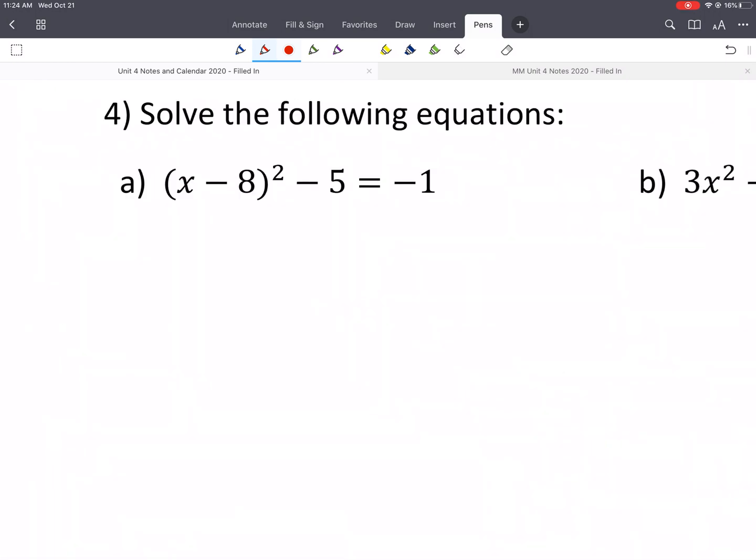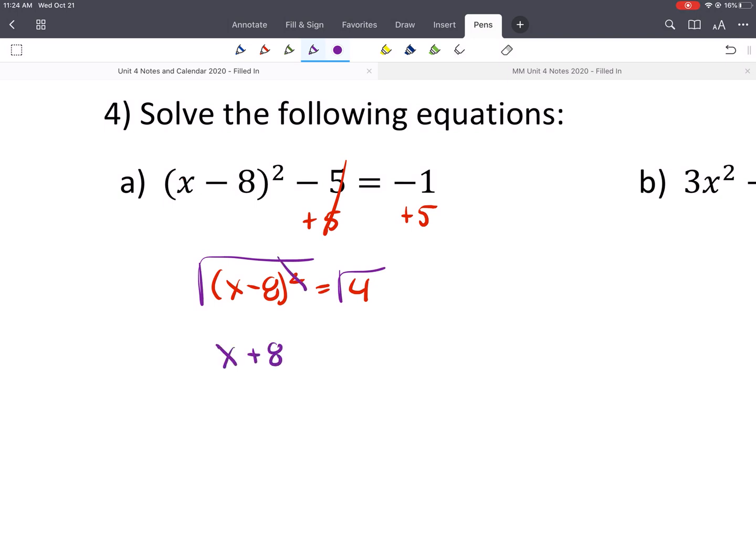So here we have x. Inside we have a negative 8. That's the closest to it, and then we have something squared that's a little further out, and then furthest out is the negative 5. So the first thing we're going to want to do is add 5 to both sides. So that gives us x minus 8 squared is equal to 4. And then the next thing out of your layers is the squared. So we'll square root: x minus 8 is equal to plus or minus 2.